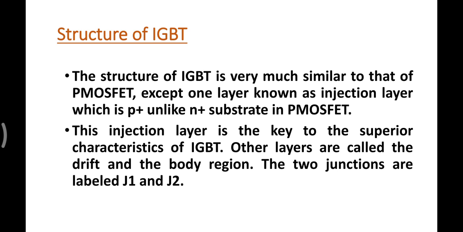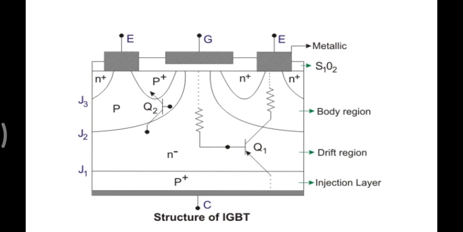This injected layer is the key to the superior characteristics of the IGBT. The other layers are also called the drift and body regions. The two junctions are labeled J1 and J2. See here.